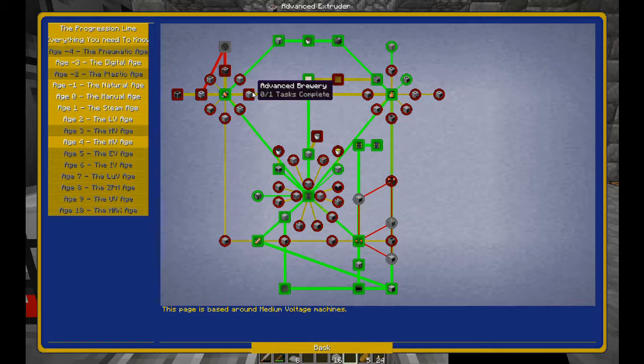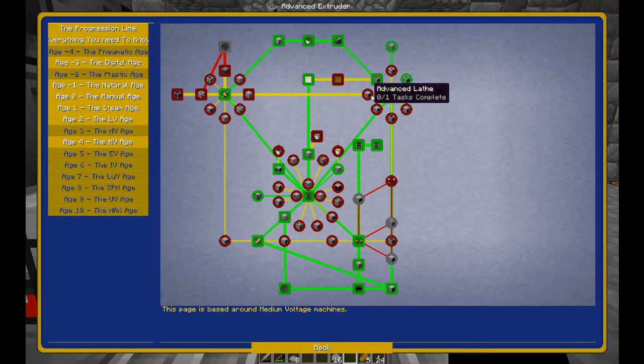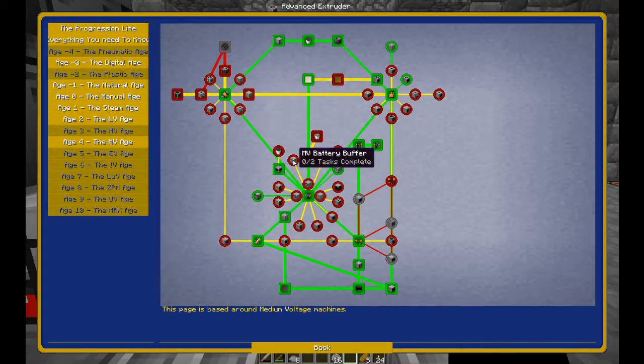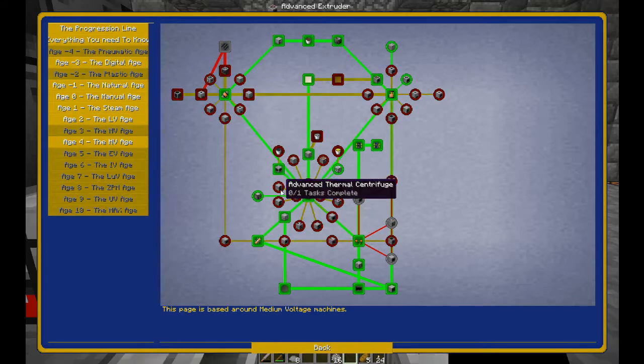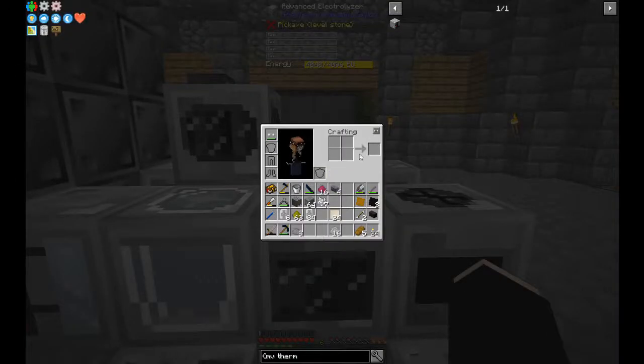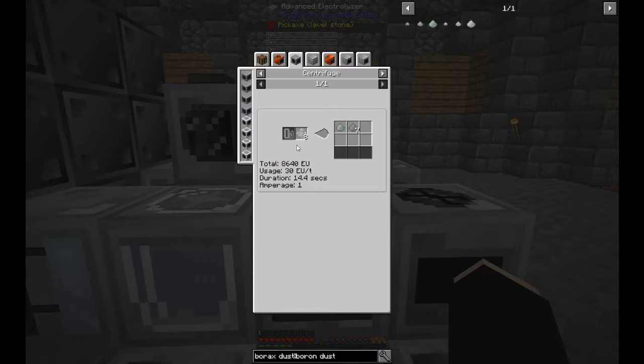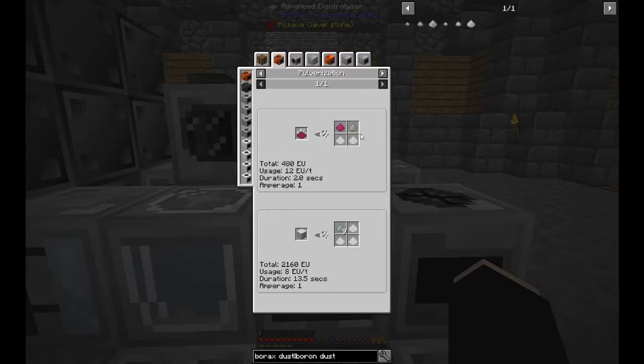advanced thermal centrifuge considered to be a progression quest? Because I'm not seeing it. Thermal centrifuge, see, it's not. But it should be, because there's no other way to get borax and MV or boron, which is what we eventually want, right? Centrifuge, no, electrolyzer with borax. Because we couldn't get secondary output here.